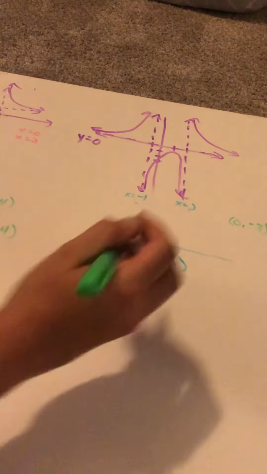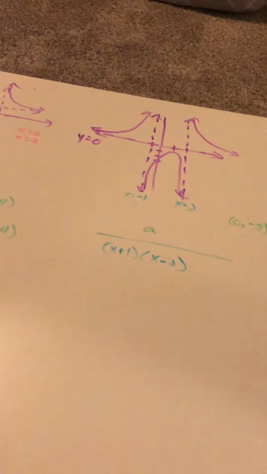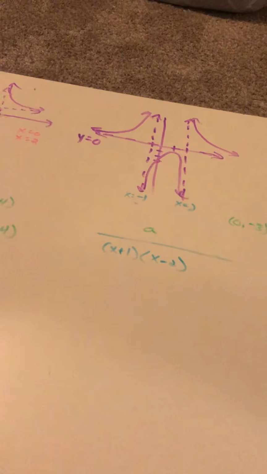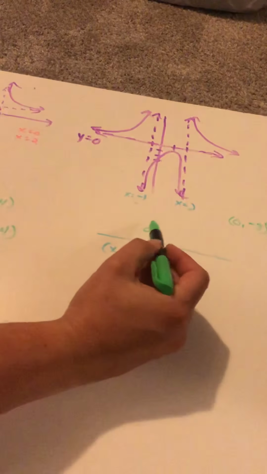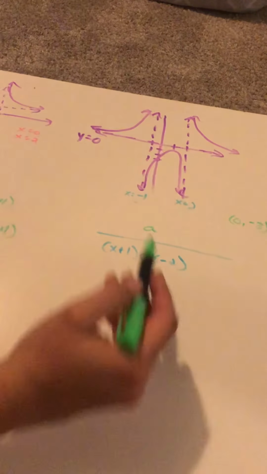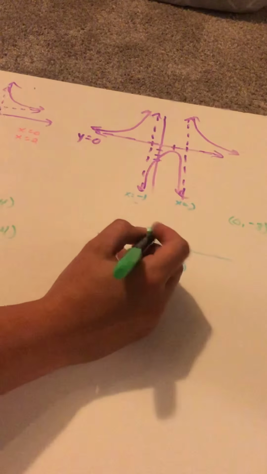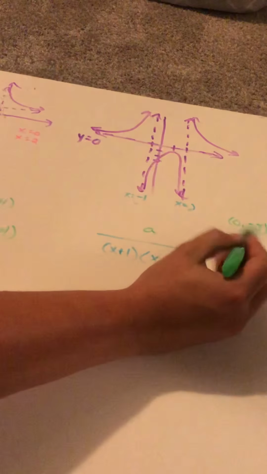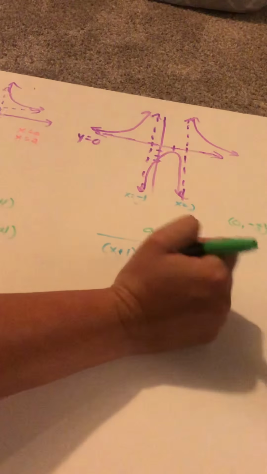So I have to have something in the top. I just don't know what that something is. So I could potentially have just some number up there that we don't necessarily know. We know that it's not a variable, because if it was a variable up here, then there should be an x-intercept somewhere. Since I don't have an x-intercept, I don't have a variable up here. So I know it's going to be just some number, and that number needs to make the point (0, -3) true. So when I plug in 0, I should get -3.